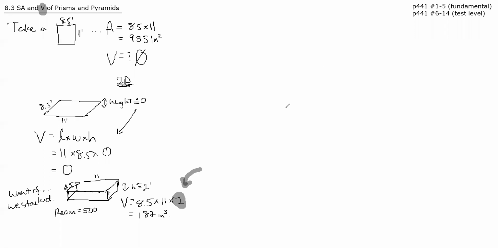Long story short, volume, the height, is basically a bunch of 2D objects stacked together. In other words, volume is equal to the area of the 2D object times the stack height. Now we're getting a little too technical, and some of you I might have lost already.